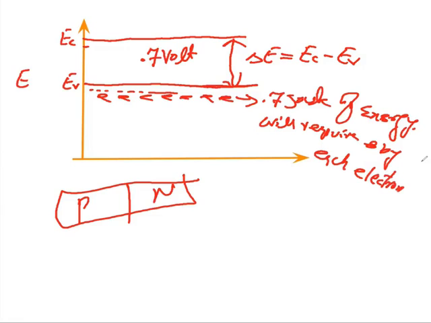This will be 0.7 if your material is made up of silicon. And if your material is made up of germanium, then that voltage will be 0.3 volt.